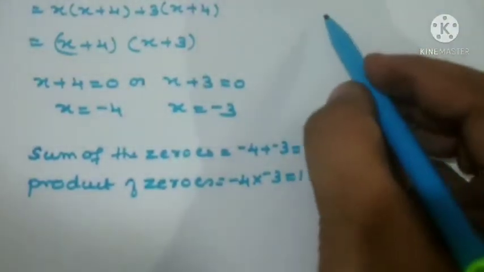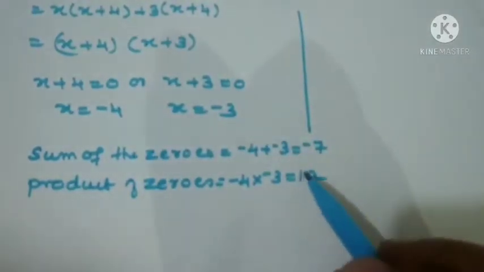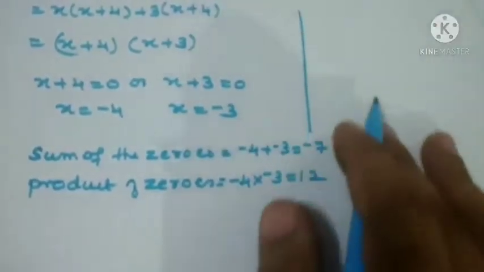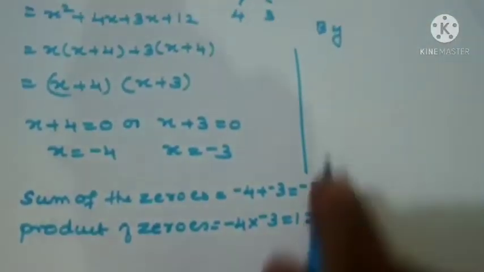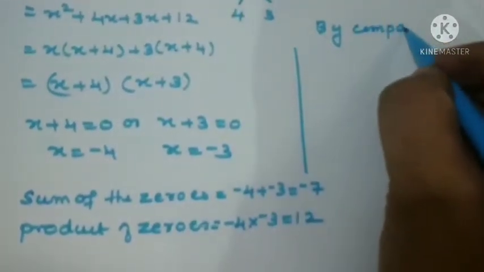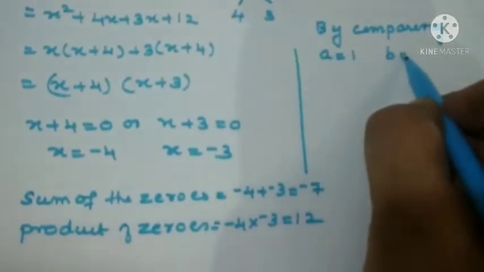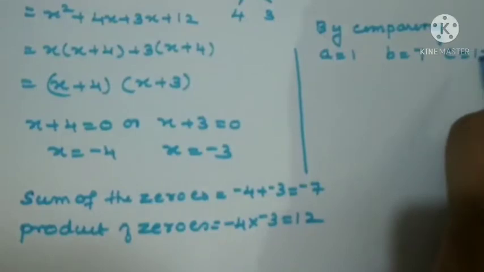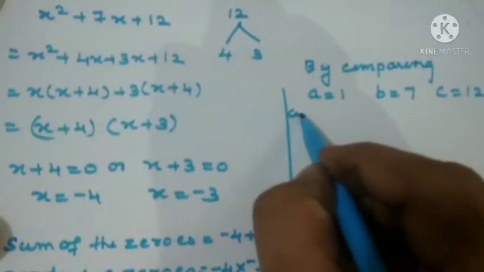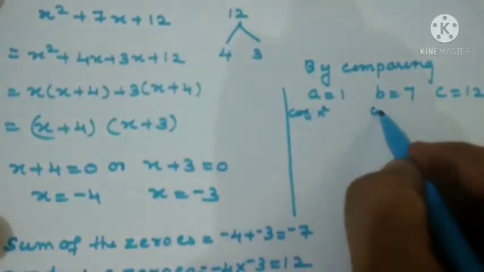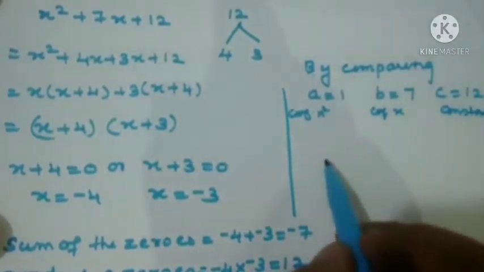Now what is the next step? The other part is we should find out the relation between the coefficients. So by comparing with the standard form, what will we get? A equal to 1, B equal to 7, C equal to 12. What is A? Coefficient of x square. What is B? Coefficient of x. What is C? Constant.